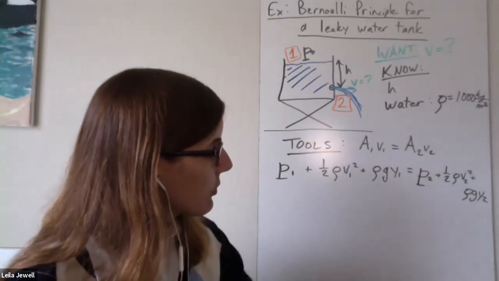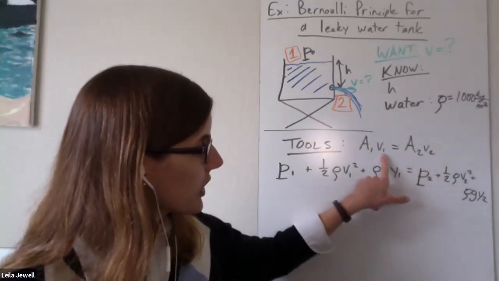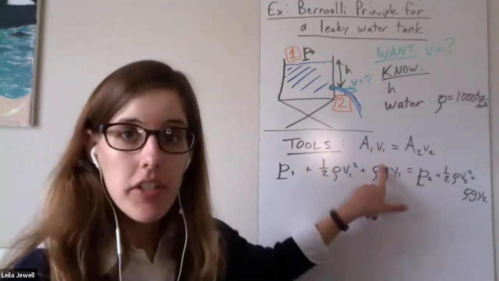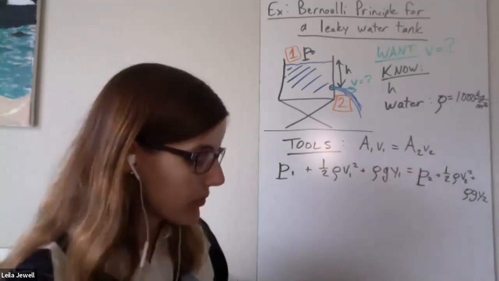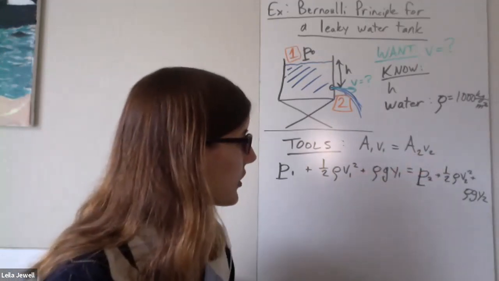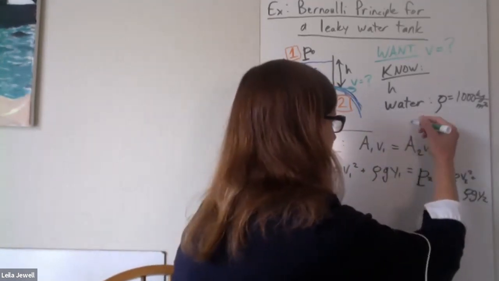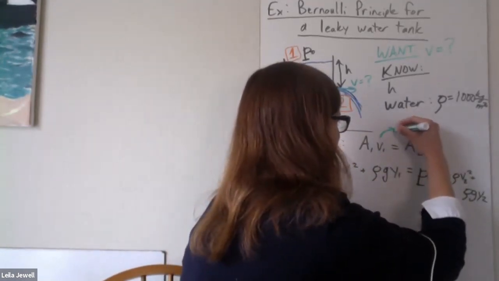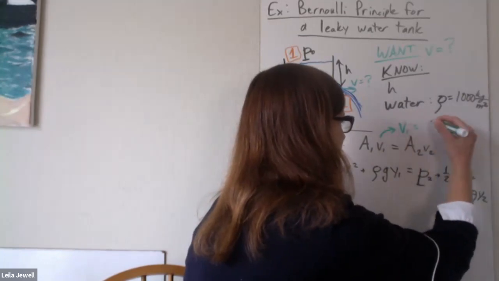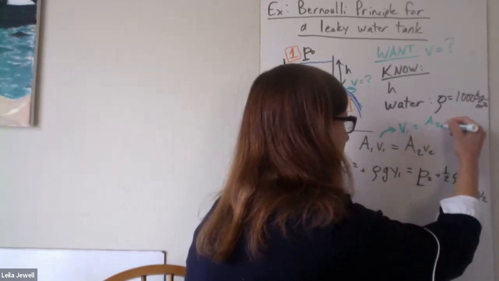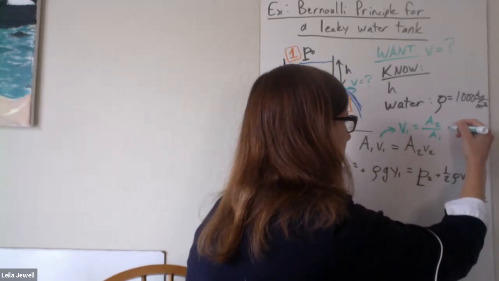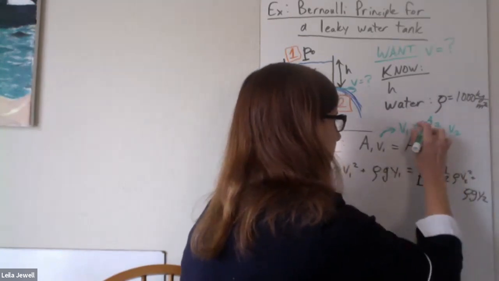But we could consider it, we could get the velocities in terms of V2. So I'm going to resolve this equation in terms of V1 for the others. So that would tell me then that V1 is equal to A2 divided by A1 times V2.